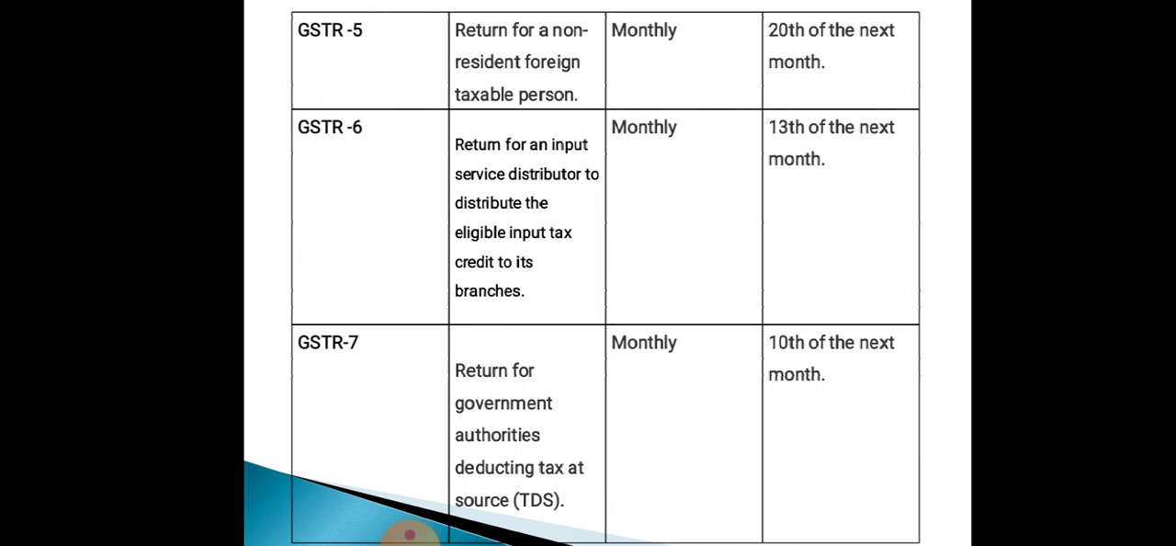Next, GST return 7. Return for government authorities deducting tax at source. GST return 7 is a return to be filed by the person who is required to deduct TDS under GST. GST return 7 contains the details of TDS deducted, TDS liability payable and paid, TDS refund claimed if any, etc. Who is required to deduct TDS under GST?